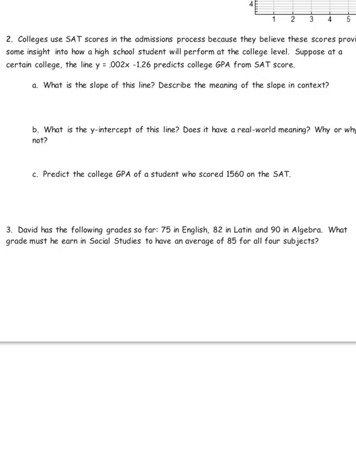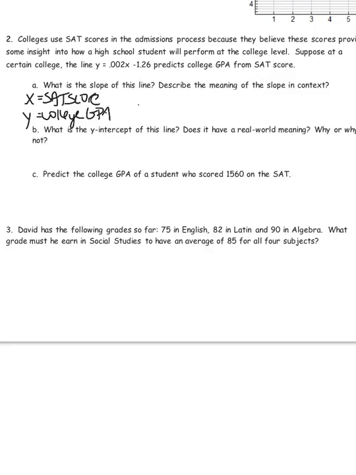Let's make sure we first know what our variables represent. So x in this case is that student's SAT score, and y in this case is that student's college GPA, predicted college GPA. So we want to know the slope of this line. So we're talking about the change in y over the change in x.